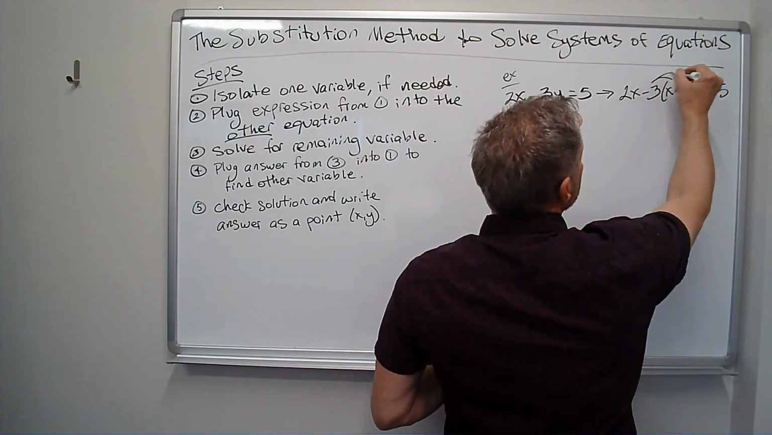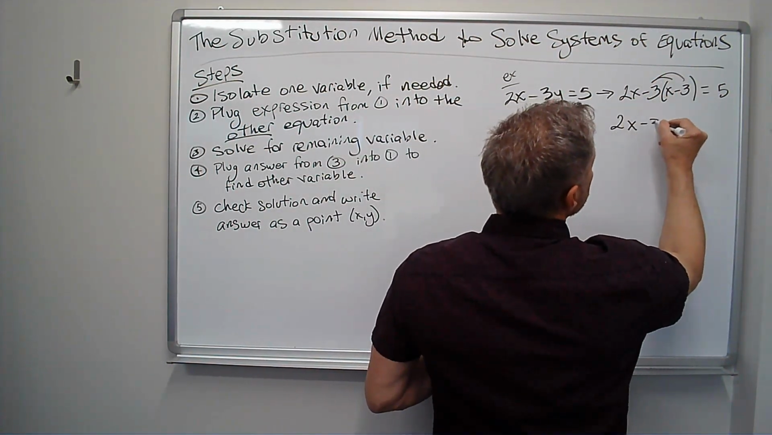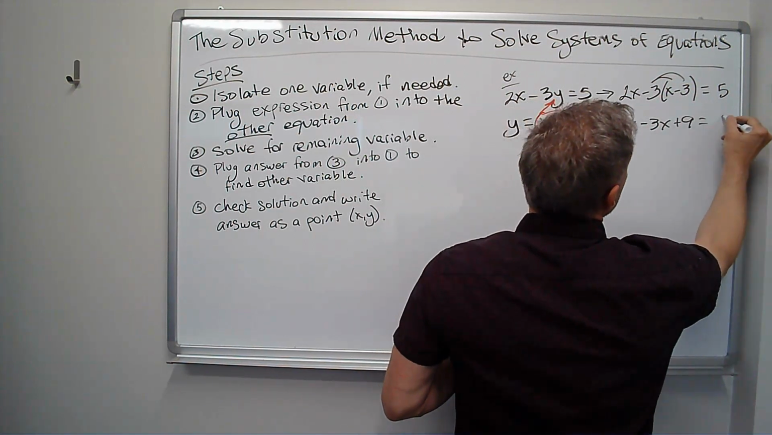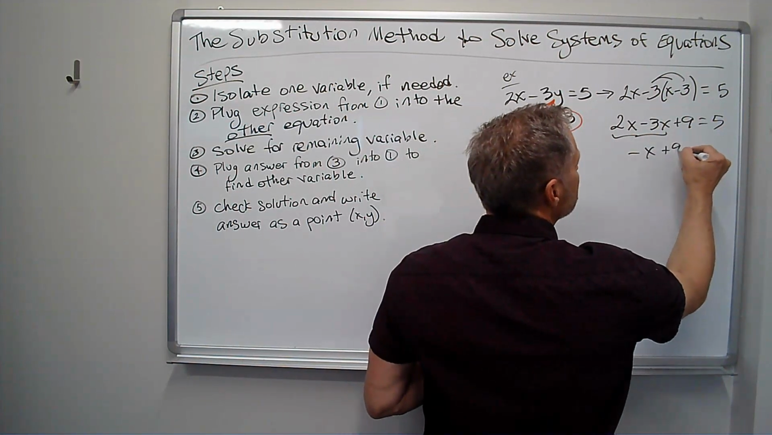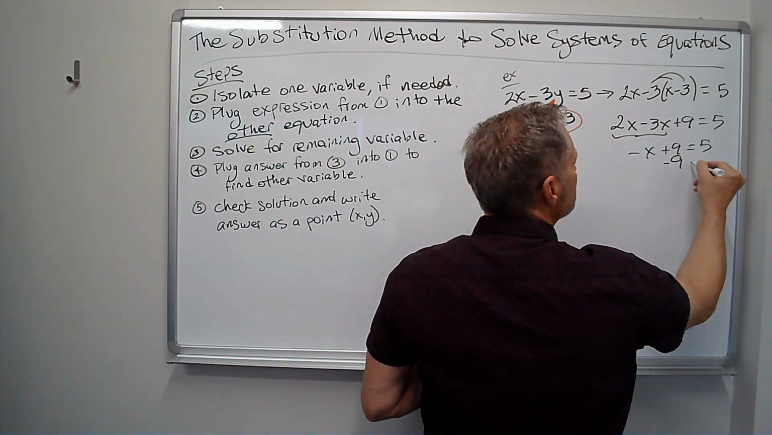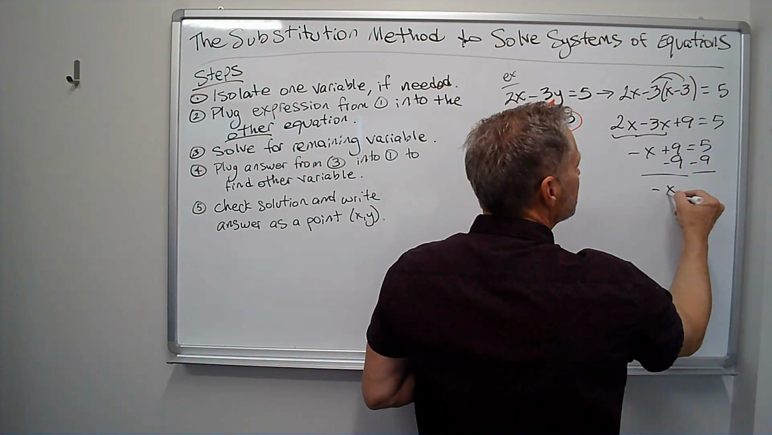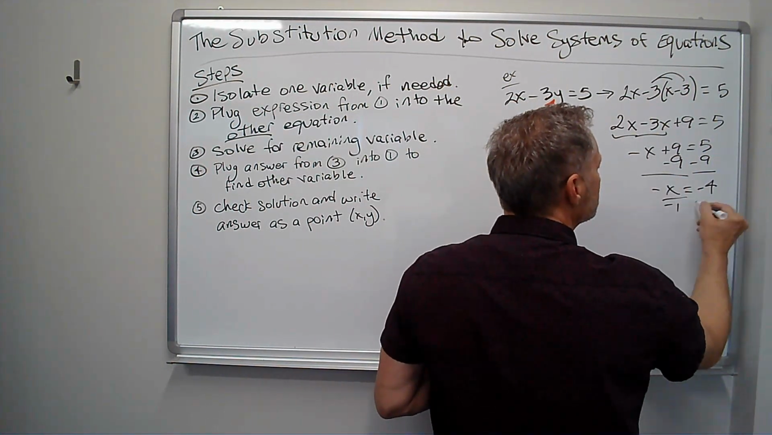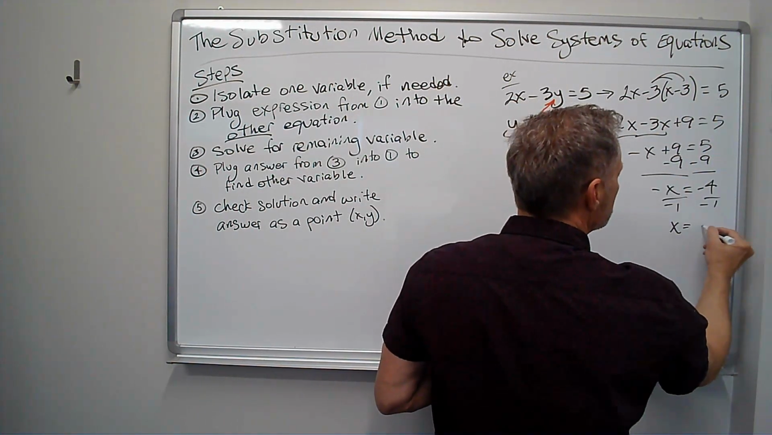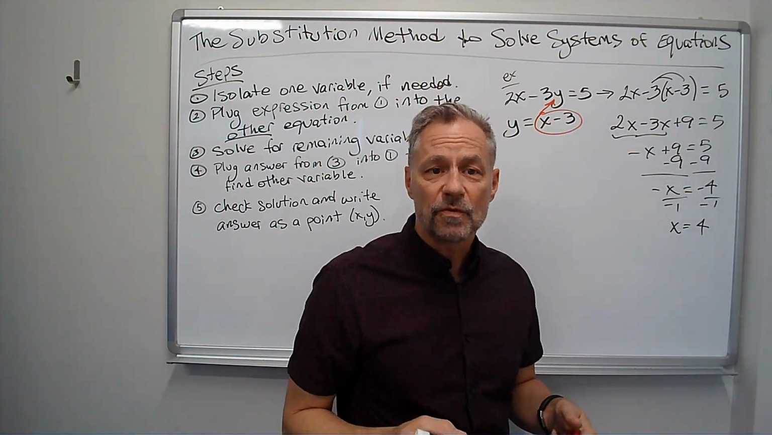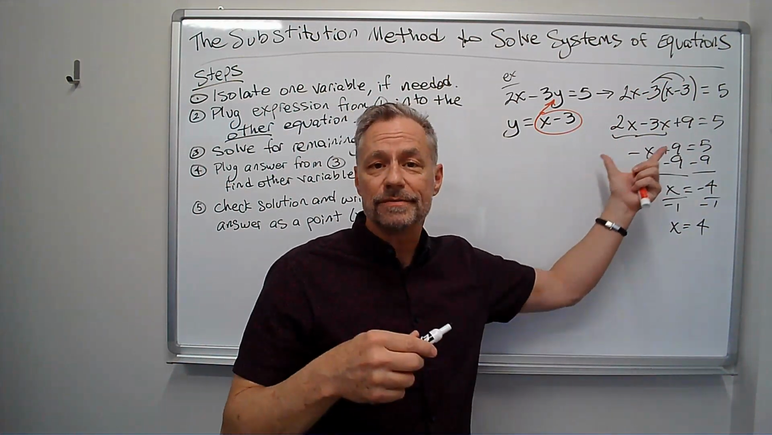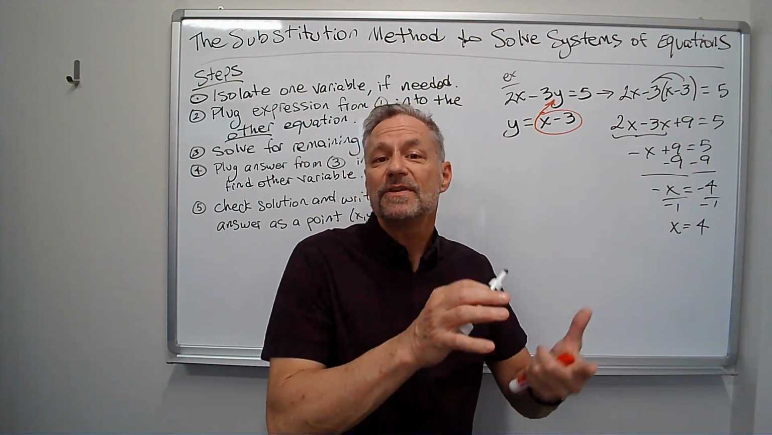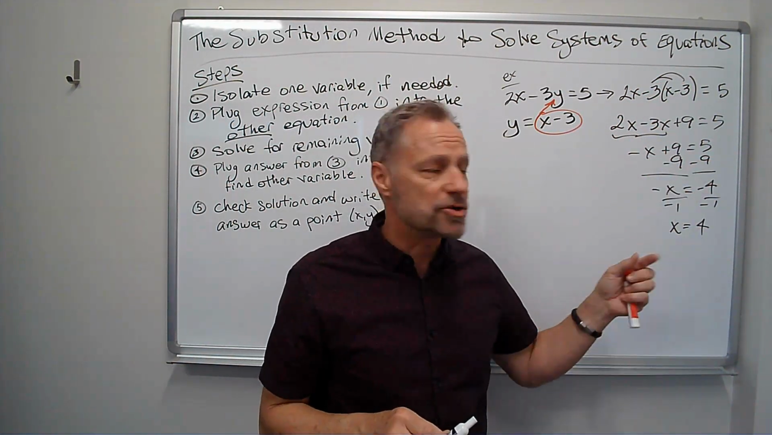So I distribute here. I get 2x minus 3x plus 9 equals 5. Combine like terms here, negative x plus 9 equals 5. Subtract 9, negative x equals negative 4. Divide by negative 1, x equals 4. So the algebra part I did pretty quickly because I figure you can go through that, you can learn on your own. If you need to pause that to see, go ahead and do that.